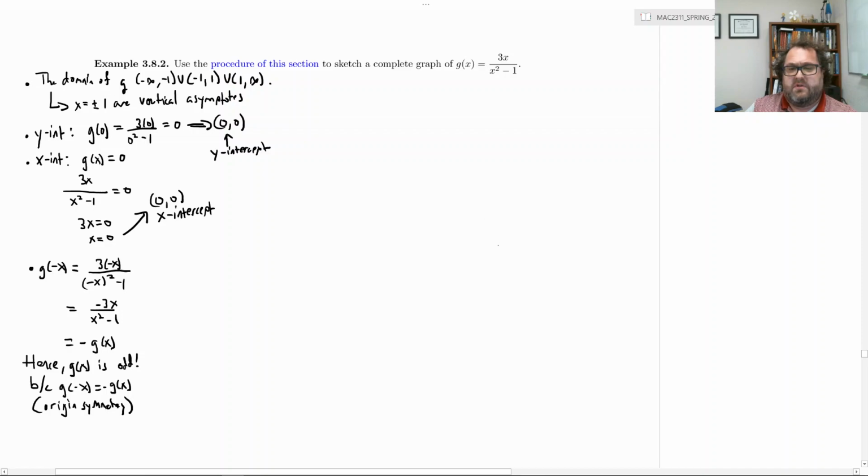What is origin symmetry? It's like this. If (a, b), like, I don't know, (1, 2) is on the graph, that means that (-1, -2) also has to be on the graph. That's what origin symmetry is, a function that's odd. So we'll keep that in mind when we start graphing.